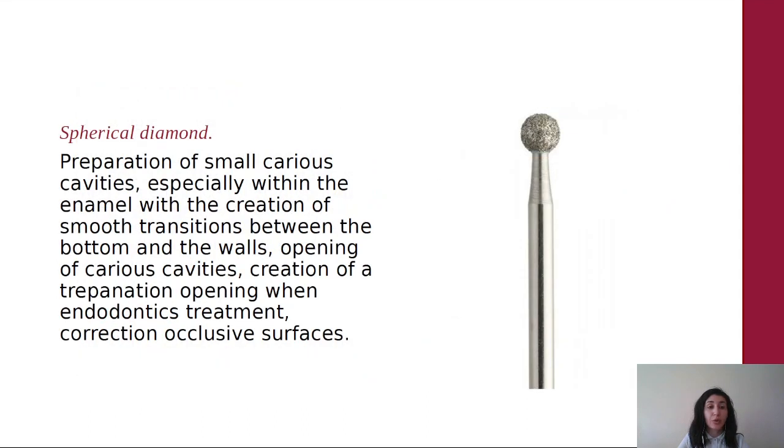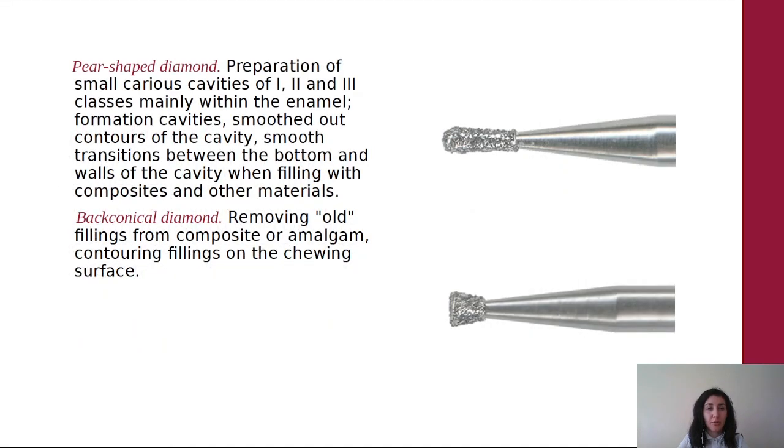Spherical diamond: preparation of small carious cavities, especially within the enamel, with creation of smooth transition between the bottom and the walls, opening of carious cavities, creation of a trepanation opening in endodontic treatment, correction of occlusive surfaces. Pear-shaped diamond: preparation of small carious cavities of classes 1, 2, and 3, mainly within the enamel, formation of cavities, smoothed out contours of the cavity, smooth transition between the bottom and walls of the cavity when filling with composites and other materials. Biconical diamond: removing old fillings from composite or amalgam, contouring fillings on the chewing surfaces.